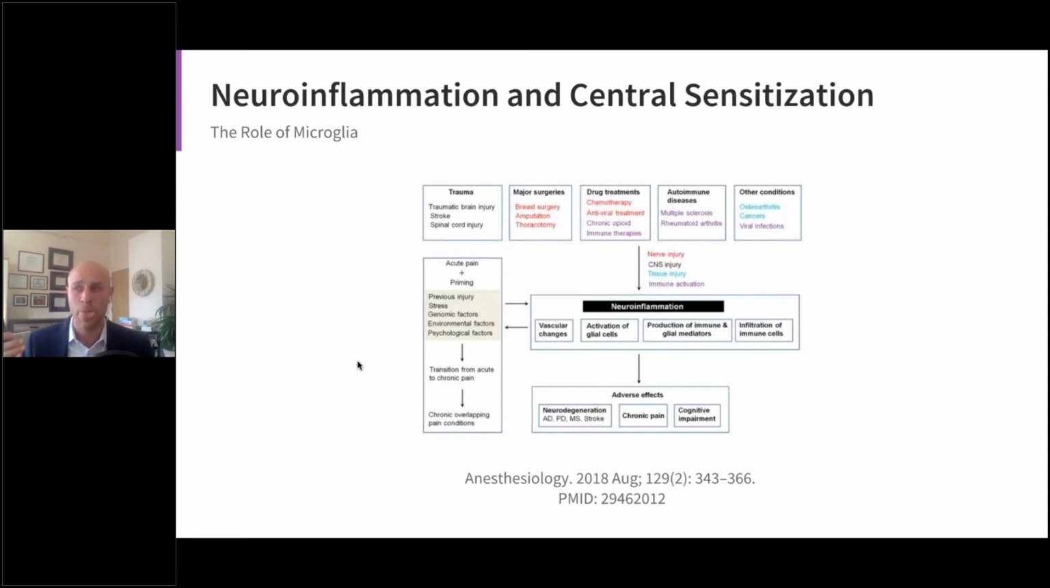And certainly neuroinflammation we're seeing is contributing to things like Alzheimer's and Parkinson's and MS and all kinds of cognitive impairment in general, but it's also contributing to chronic pain. And if we're missing that, we're missing a lot of opportunity to help our patients.